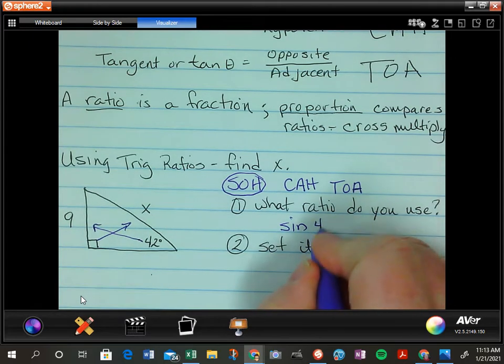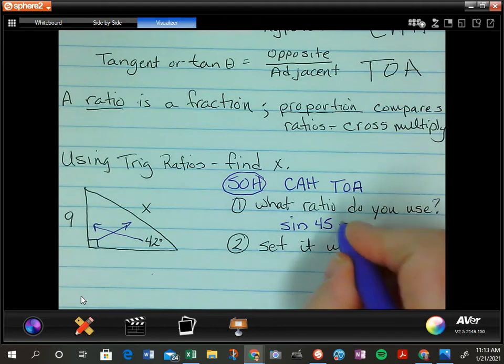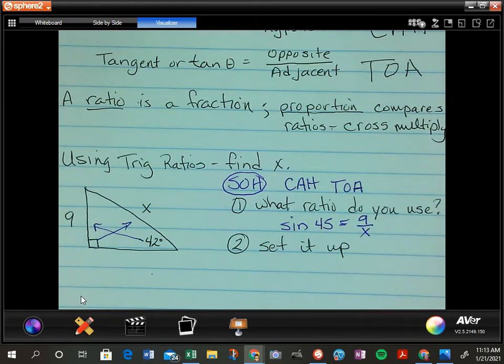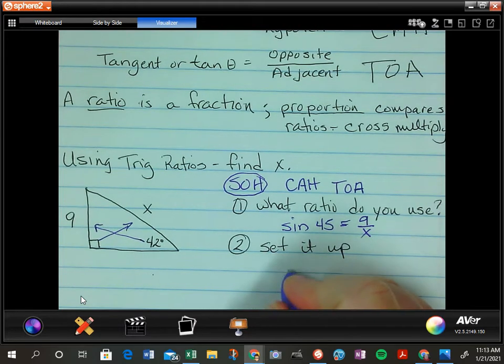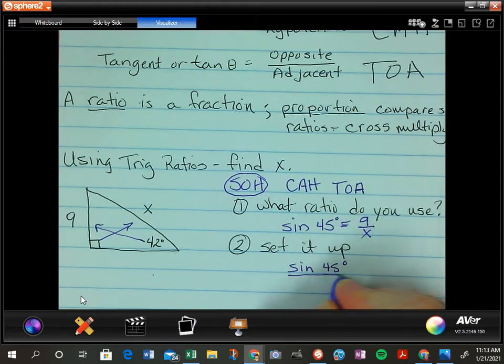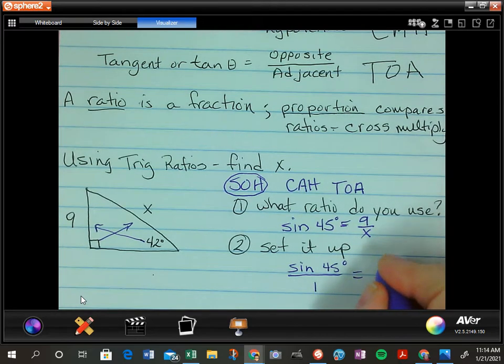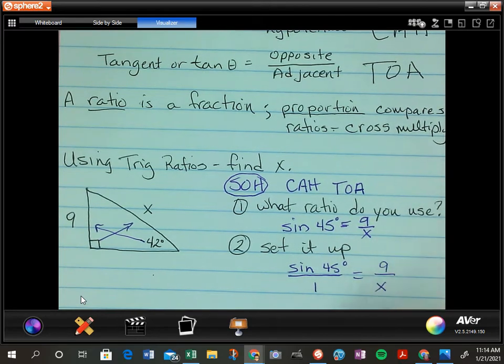of 45 degrees equal to 9 over x. Okay, so let's set up our proportion. Sine of 45 degrees over 1 is equal to 9 over x.